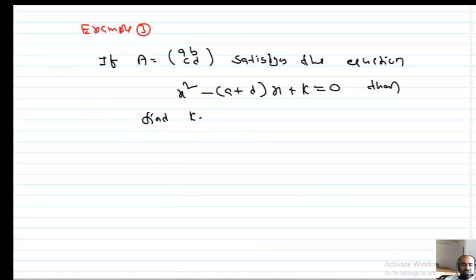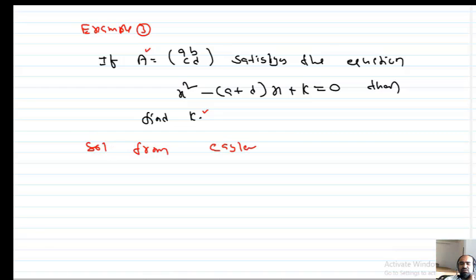If A is ABCD, satisfies the equation x square minus (A plus D) into x plus k equals 0, then find k. So, just now I explained, no? Shortcut method. This is a 2 by 2 matrix. So, by the Cayley-Hamilton theorem, you can say that it satisfies this equation. Understood?